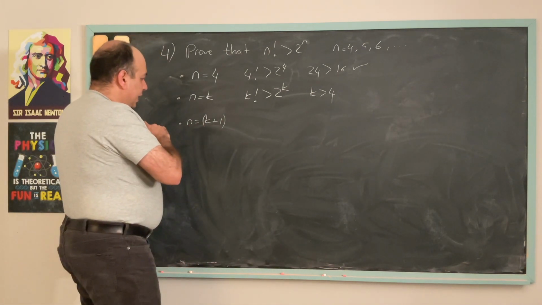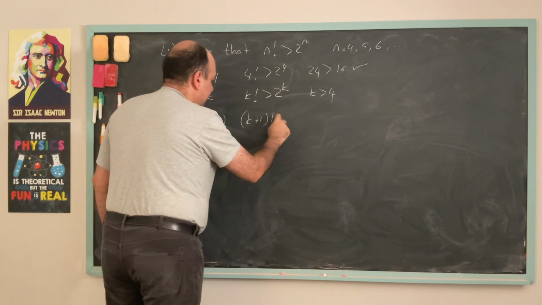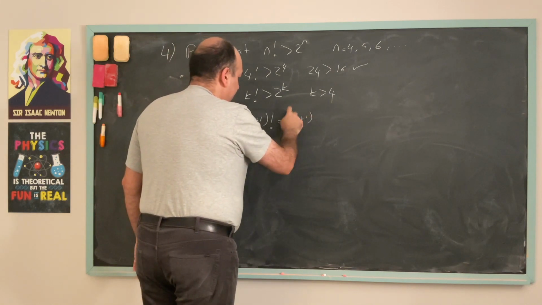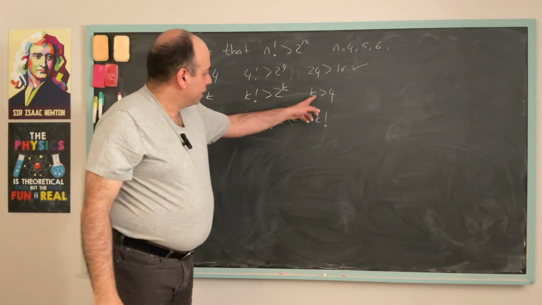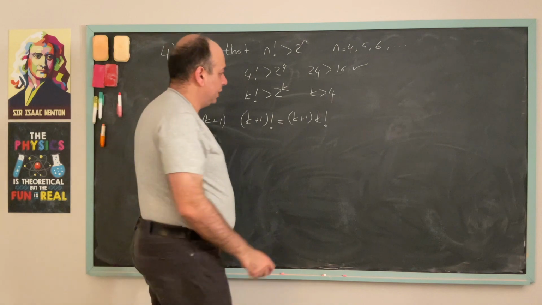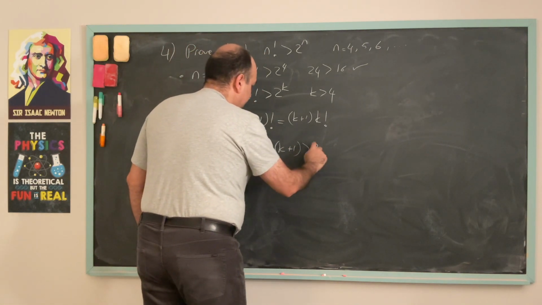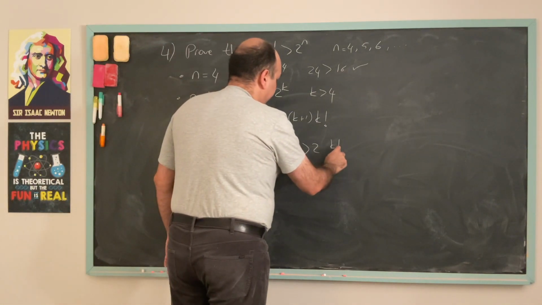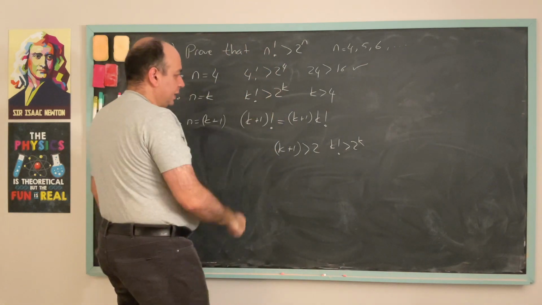So n is equal to k plus 1. So (k plus 1) factorial is going to be equal to k plus 1 times k factorial, right? So when I check here, k is going to be larger than 4. That means that k plus 1 is definitely larger than 2. And we also assume that k factorial is larger than 2 to the k. We already made that assumption.